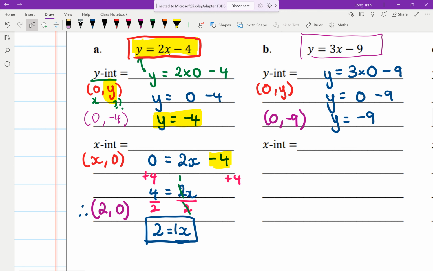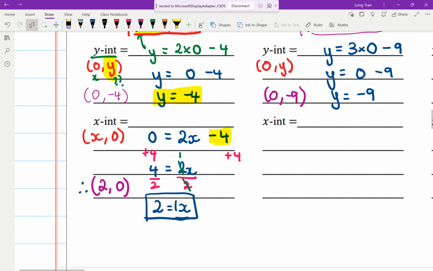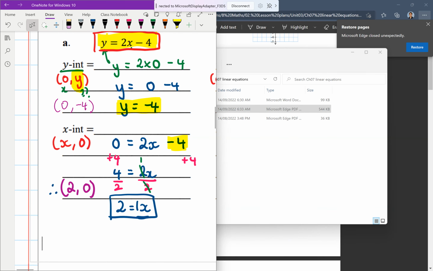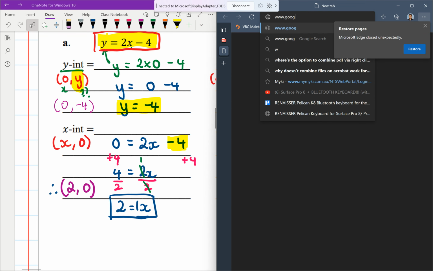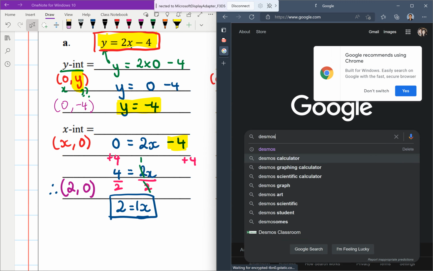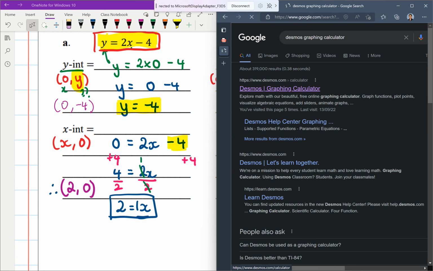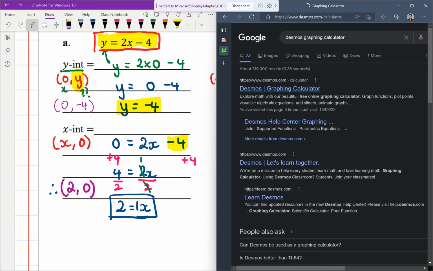If you don't know what that is, I'm going to show you on Google. I'm just going to move this to the side. You can still copy the notes. On your Google, you can go to google.com, and if you just type in Desmos, the first link that says Desmos graphing calculator, you can just click on this and you can actually see if you've done it right.